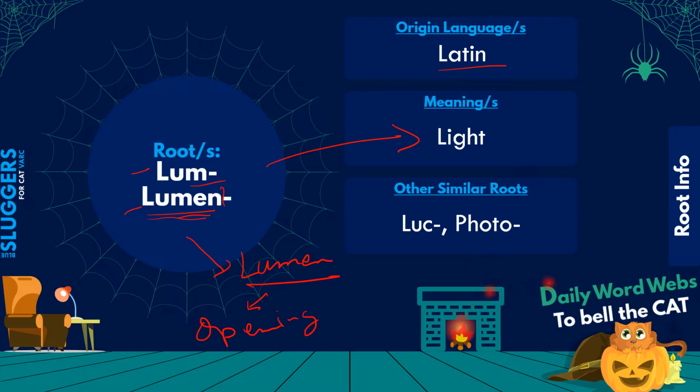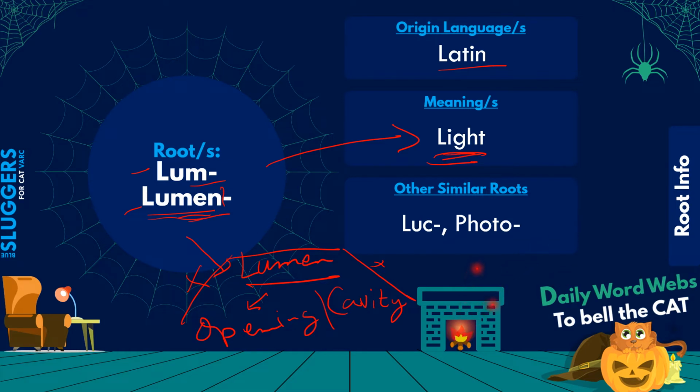Okay, you'll have to get used to my handwriting here, please do that. An opening or maybe a cavity. Okay, but however, do understand that that's not the context in which we shall be looking at this root today. However, that is one of the meanings of the word lumen. The context in which we will be looking at this word would be where it stands for the word light. Okay, where lum and lumen both stand for the word light.